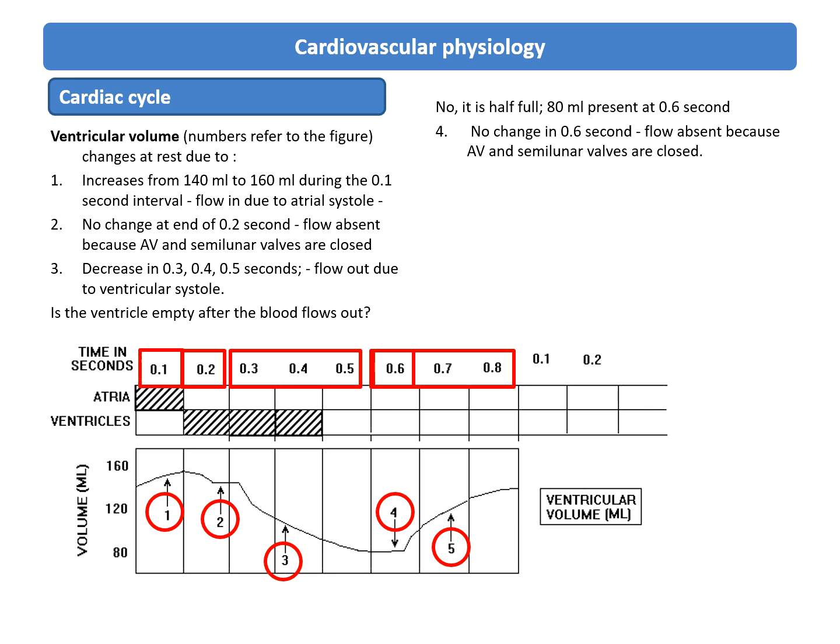Number 4 represents another period of no change in volume because flow is absent because all valves are closed. 5. An increase in volume to 140 milliliters occurs. This is in the 6th, 7th, and 8/10th of a second intervals. This is due to flow in during ventricular diastole.